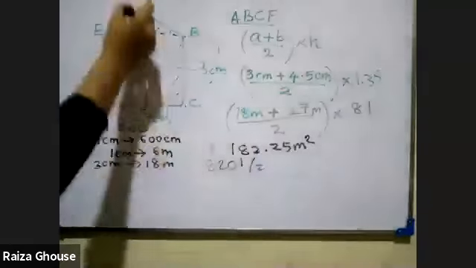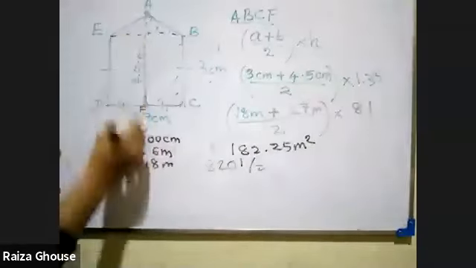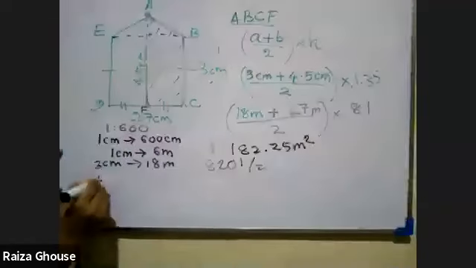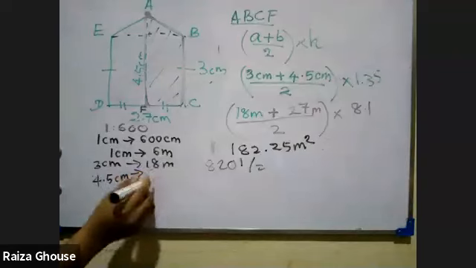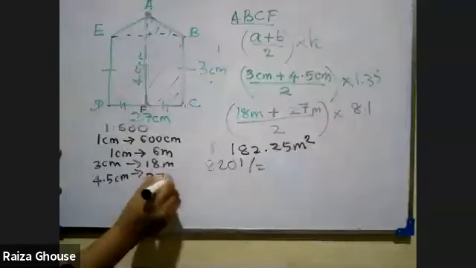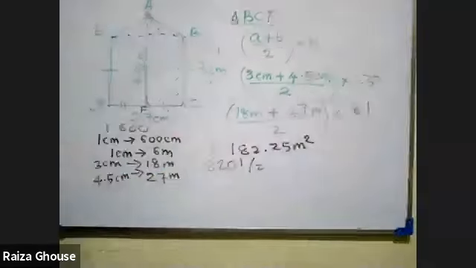Because this length plus this length, then 4.5 centimeter means you have to multiply 4.5 by 6. You are getting 27 meter. That's how I got this value.